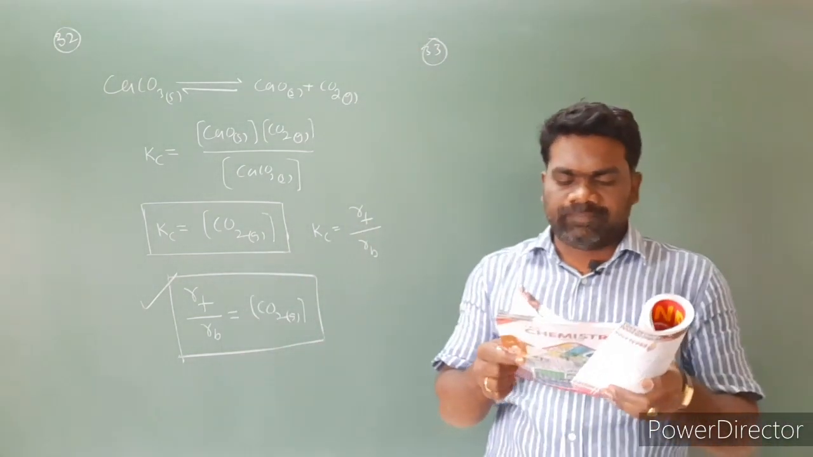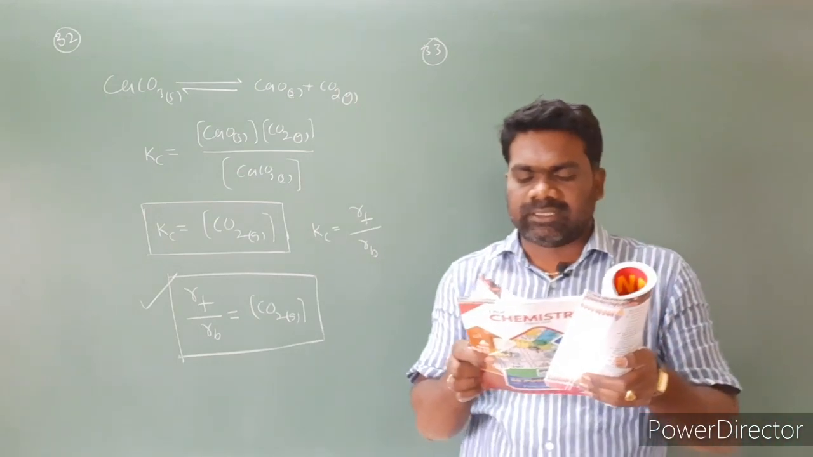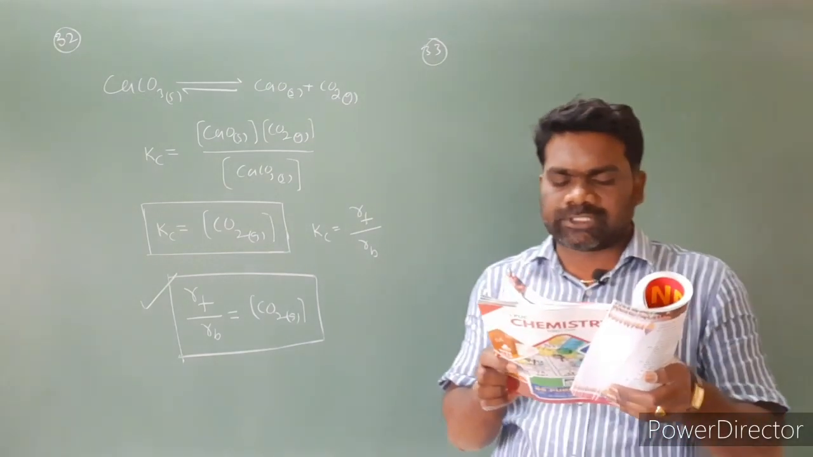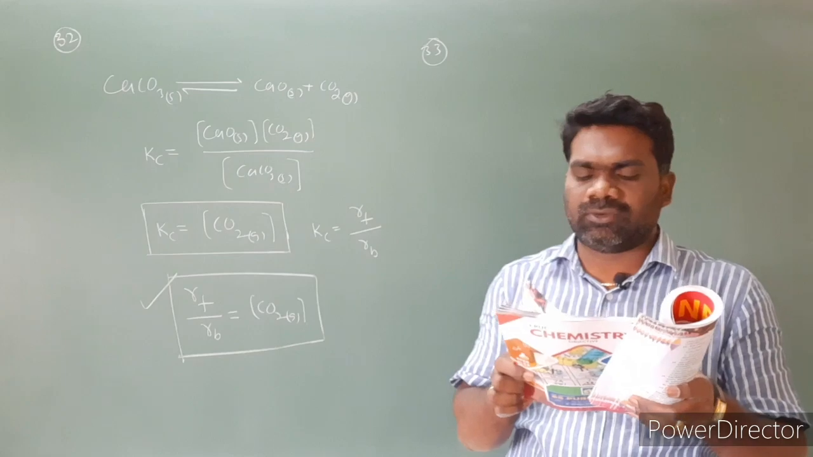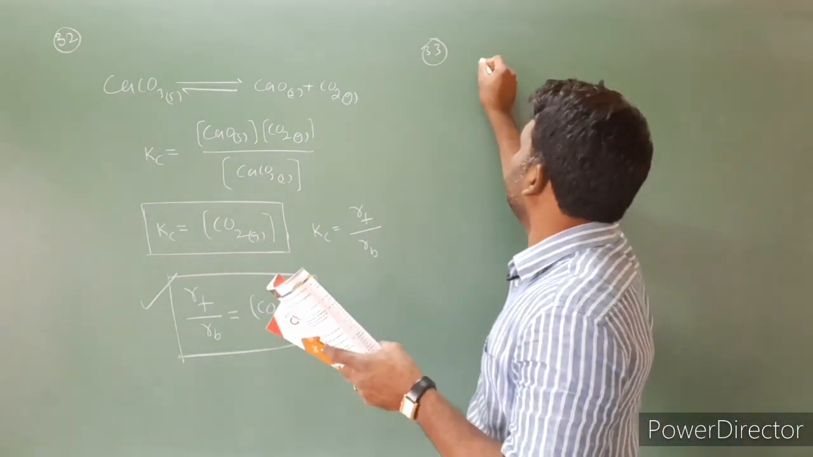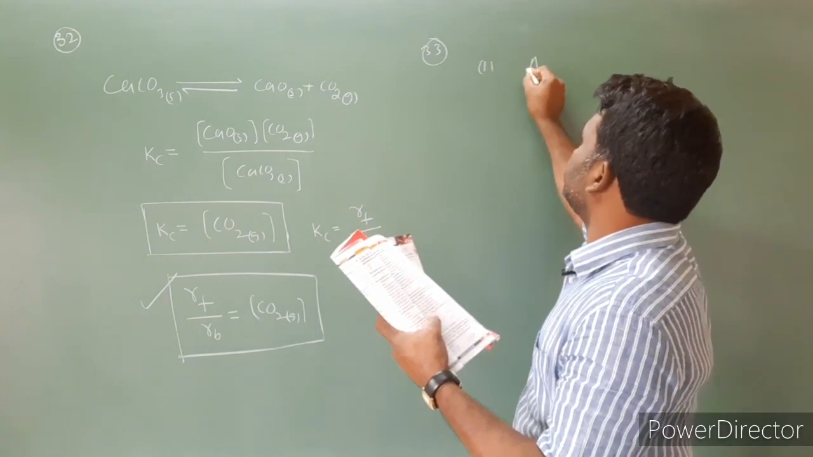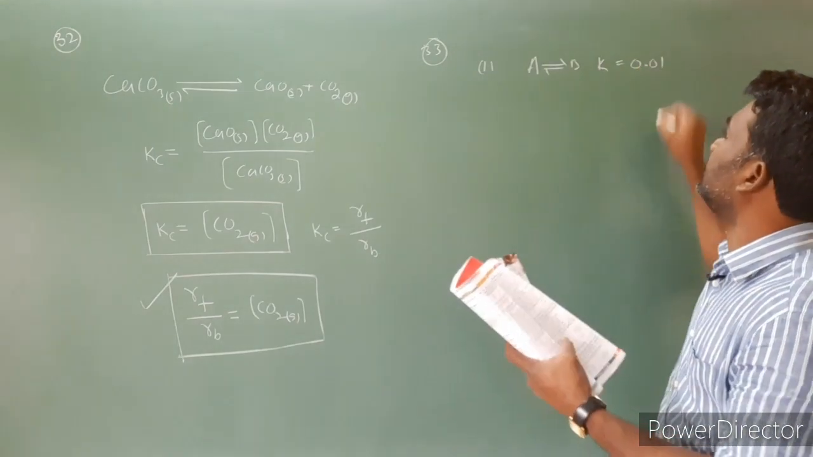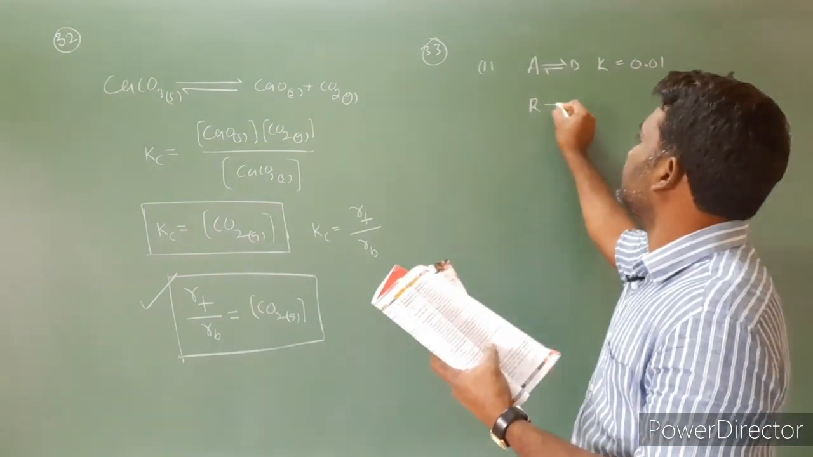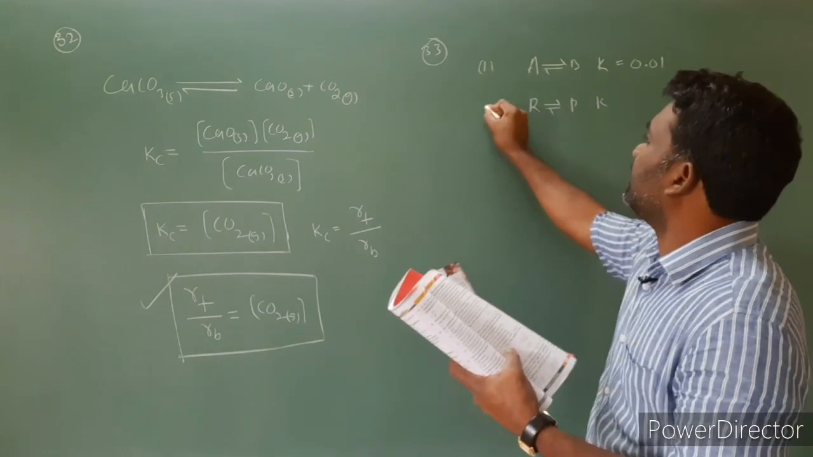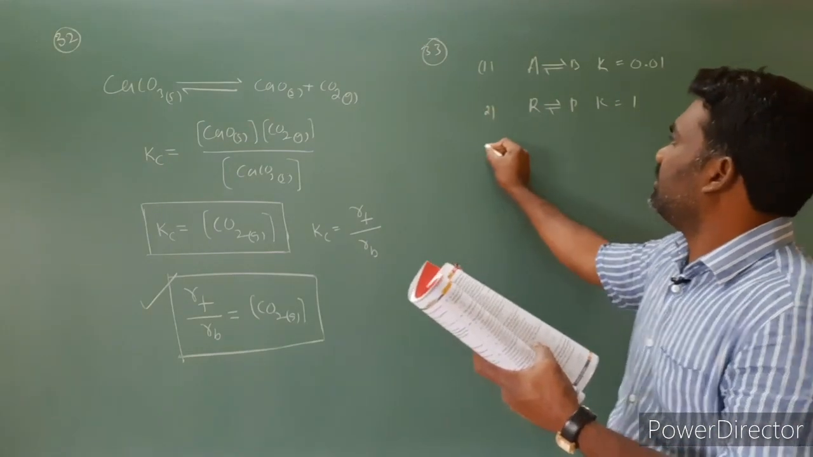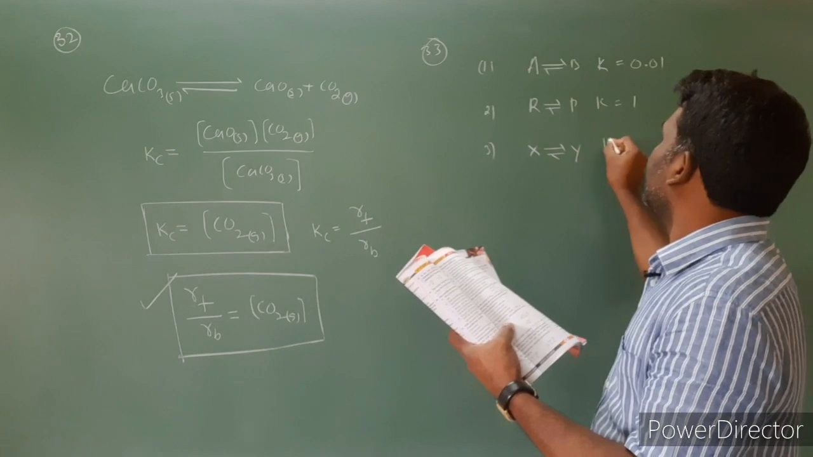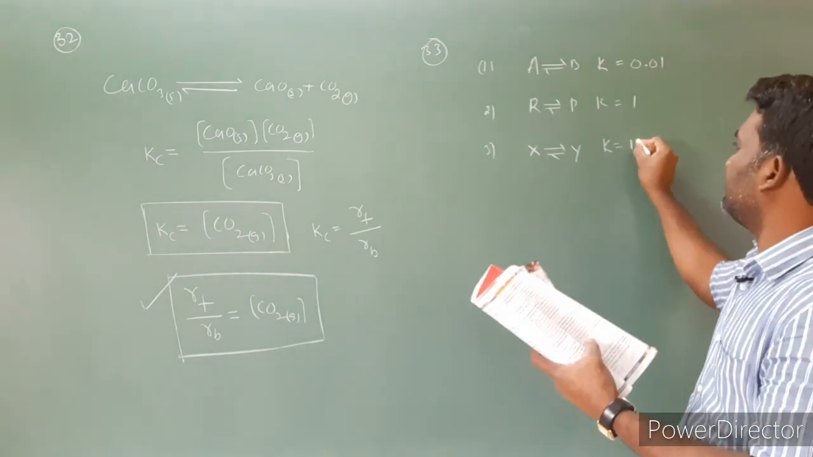Look at question number 33. In which of the following reactions is the concentration of reactants equal to the concentration of products at equilibrium? The first option is A gives rise to B, K is equal to 0.01. The second option, R gives rise to P, K is equal to 1. The third option, X gives rise to Y, K is equal to 10.